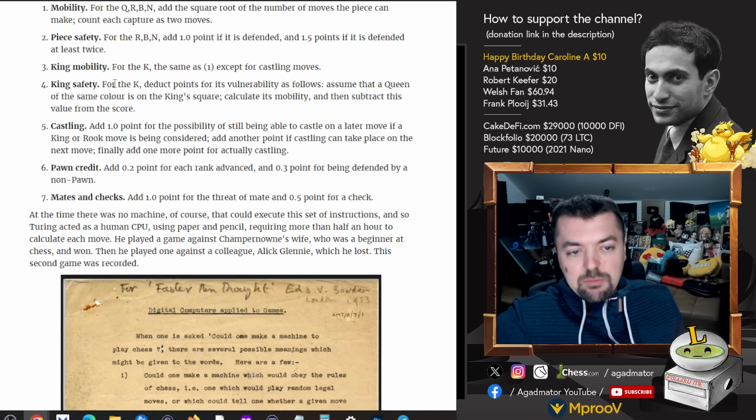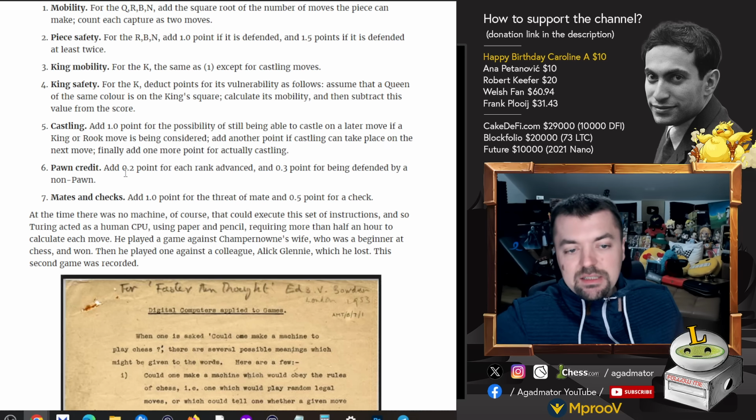Then you have the king mobility. For the king, the same as 1 except for castling moves. Then for king safety, for the king, deduct points for its vulnerability as follows: assume that a queen of the same color is on the king's square, calculate its mobility, and then subtract the value from the score. Castling, add 1.0 point for the possibility of still being able to castle on a later move if a king or rook move is being considered. Add another point if castling can take place on the next move. Finally, add 1 more point for actually castling.